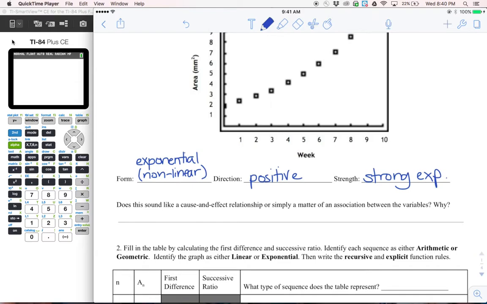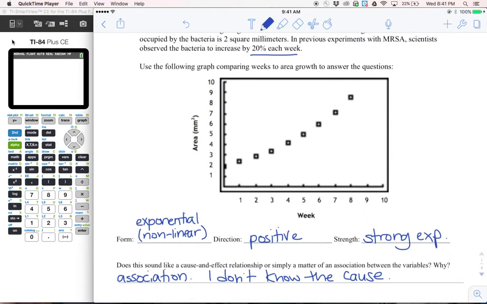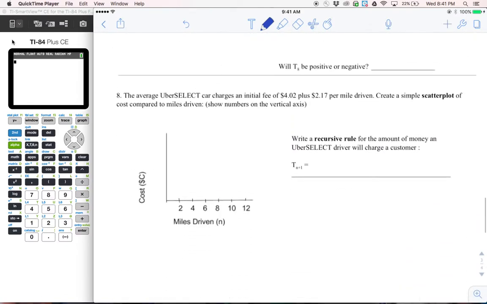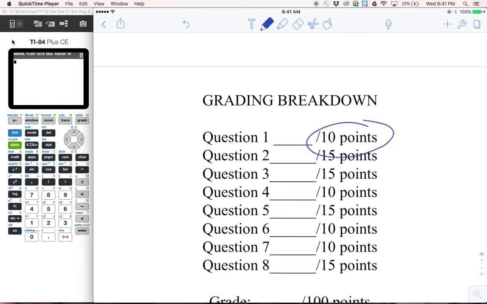So I'm going to say it's just an association because I don't know what's causing the bacteria to grow. I just observe that it's growing over time. So I'm going to say I don't know the cause. Okay, I don't know the cause, so I can't say for sure that time is what is making this bacteria grow. All right, that's the whole first question, you guys. I believe this question is worth 10 points on the test.